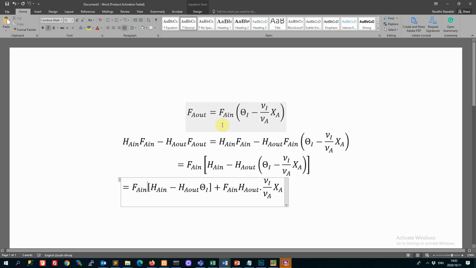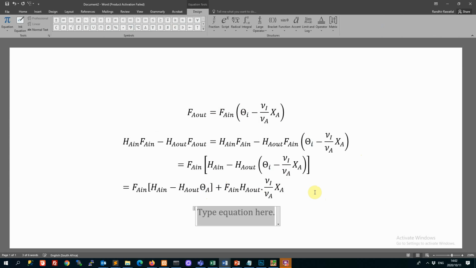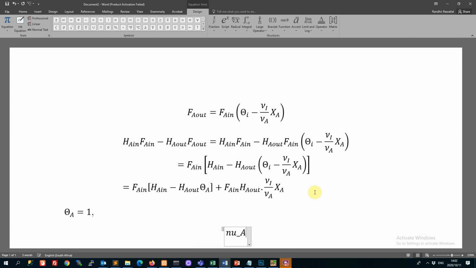Noting that for component A, remember A is the reference component, so nu A, and these should be theta small I, theta small I, theta small I. And so here we can say theta sub A equals 1, and nu sub A over nu sub A equals 1.